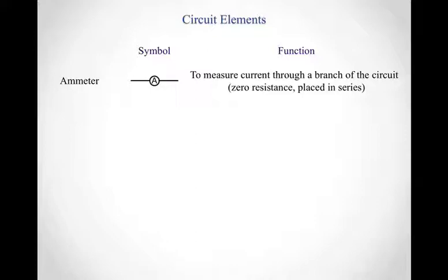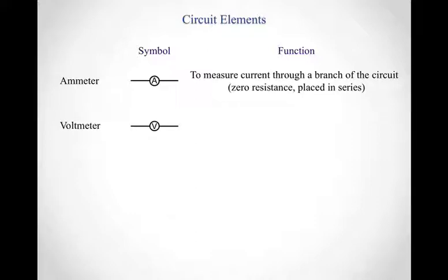And as we'll talk more about within the next few videos, an ammeter you can treat as having zero resistance, and so you can place it in series in your circuit so that the current that's flowing through whatever branch you're interested in measuring will flow right through your ammeter, and that's how it measures it.